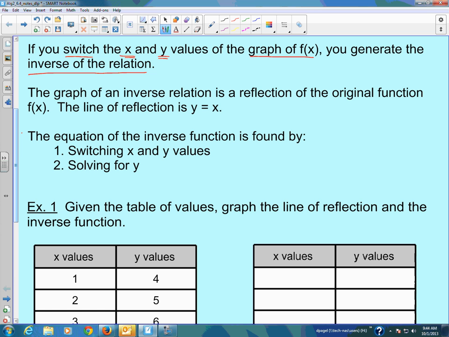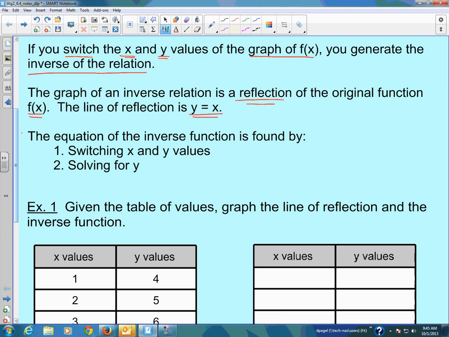So the graph of an inverse relation is a reflection. We're going to talk about a mirror image reflection of the original function f of x over our line of reflection, y equals x. So there's going to be our mirror line. We have different types of reflection. We have vertical reflections, which reflect over the x-axis, and horizontal reflections over the y-axis. This reflection over the line y equals x is what we will use to talk about our inverse relationships.